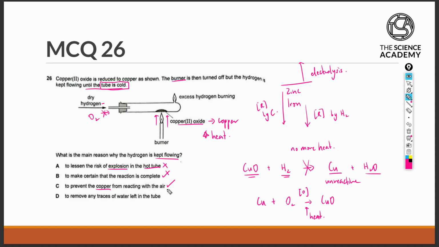Statement D states to remove any traces of water left in the tube. Water is the byproduct that is formed from this reaction, and continuing to supply dry hydrogen actually does not remove water. This is not a dehydration method. Therefore, option D is wrong, leaving C as the correct answer.